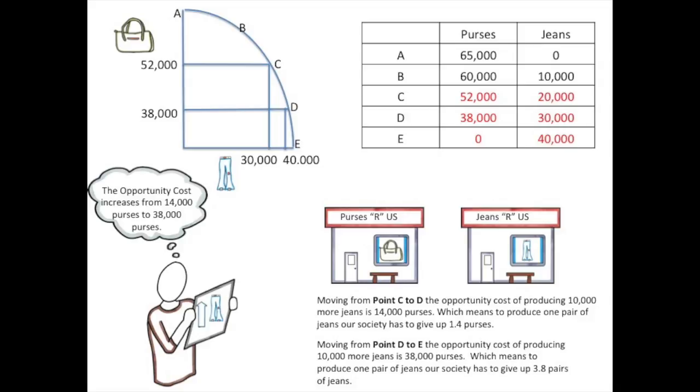When our society moved from point D to E, the opportunity cost was 38,000 purses, or 3.8 purses for one pair of jeans. This increasing opportunity cost is why the slope of the production possibility curve is not linear but boat-shaped.